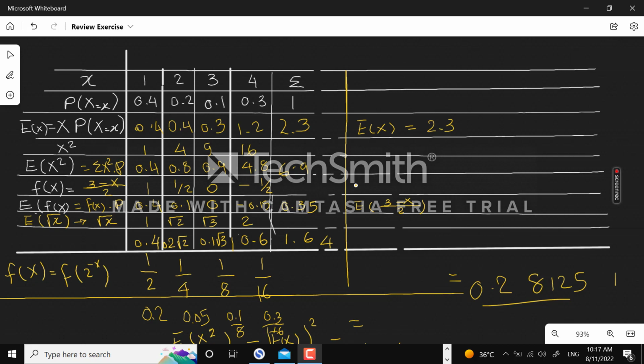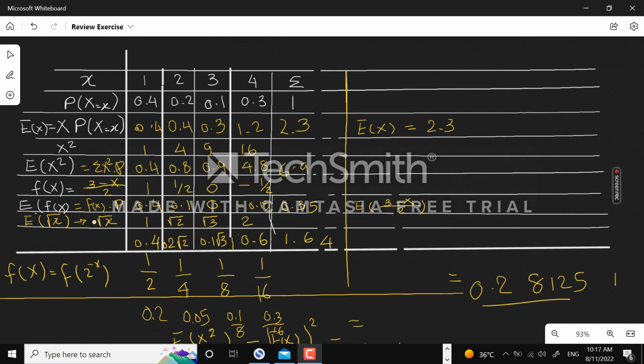If we come to the summation of these values, weighted by the probabilities, the result in this case will be 0.35, as we observe here. This is the expectation of the function (3 minus X) over 2.